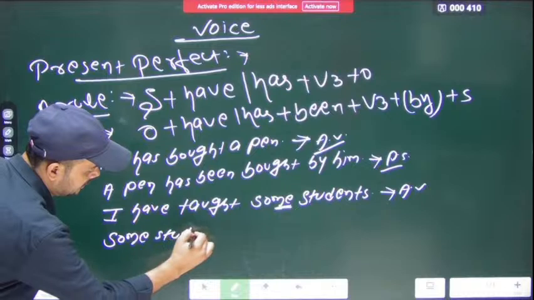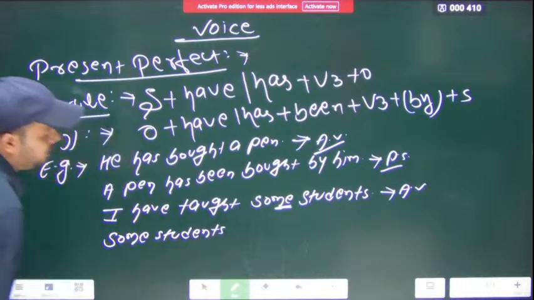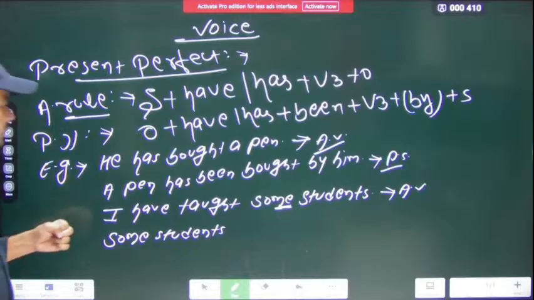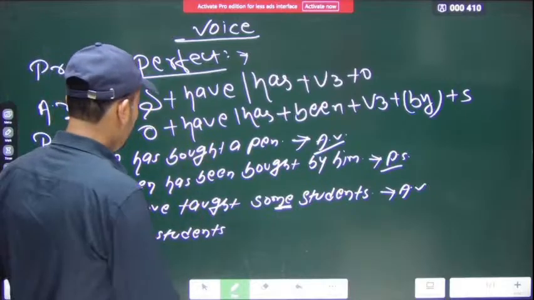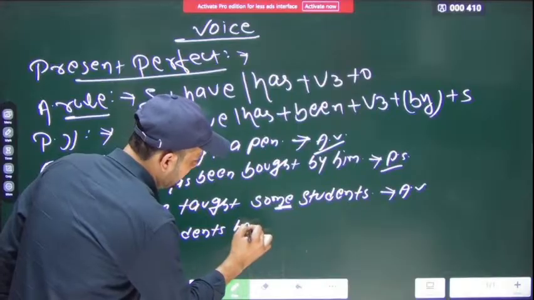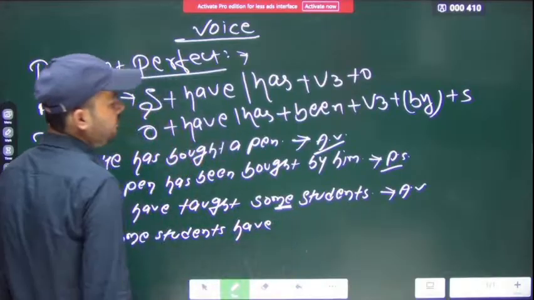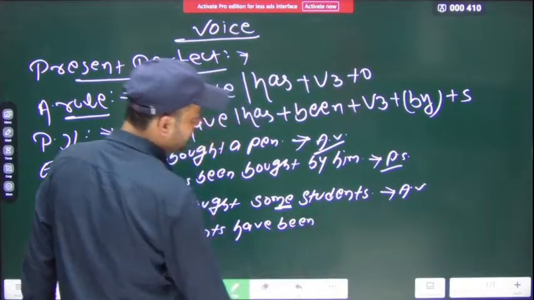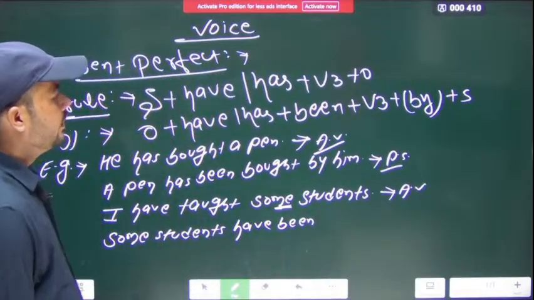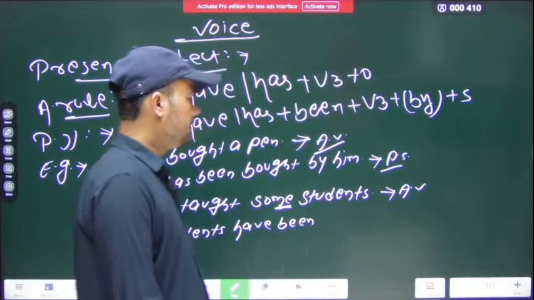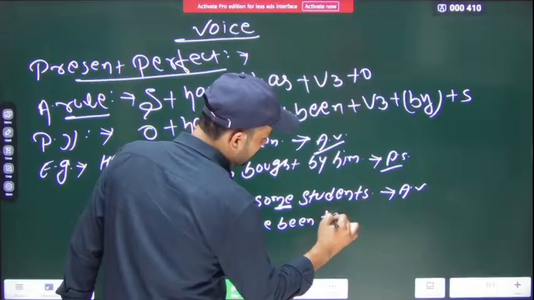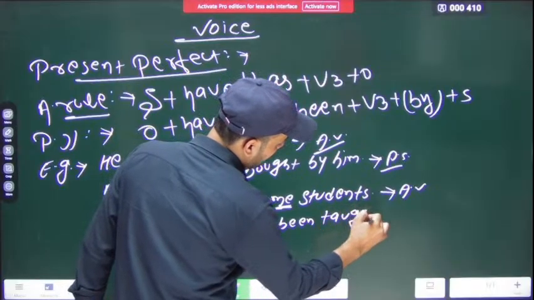Some students. Okay, students are what? Noun. These are plural nouns. So for plural nouns we will take have. Okay, some students have. After that we will take been. So been we will write here: some students have been. Then after that comes verb 3. What is the verb here? The verb is taught. So taught I will write: some students have been taught.